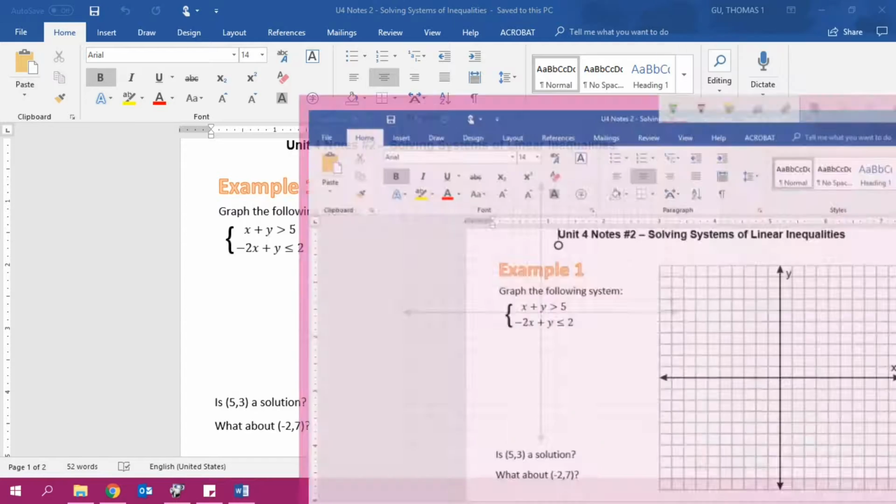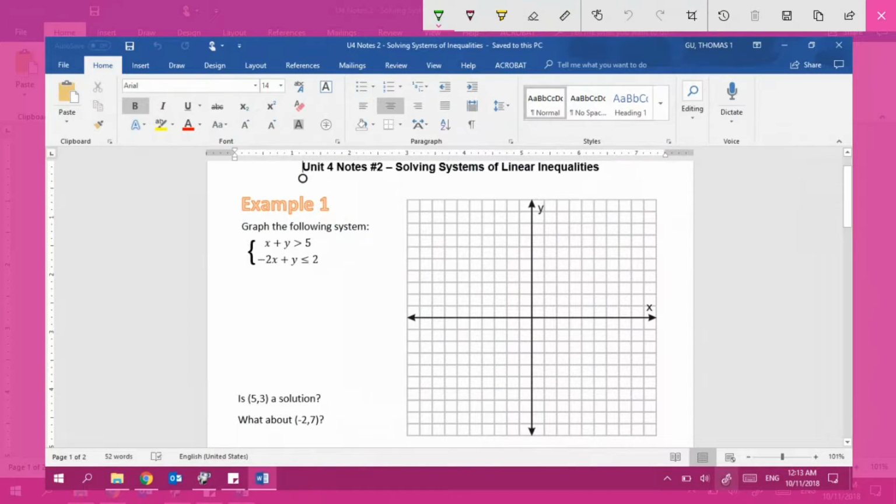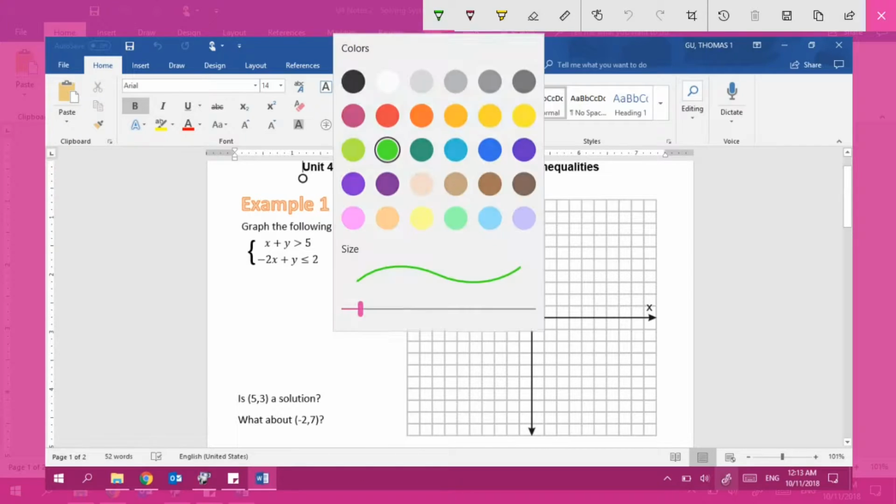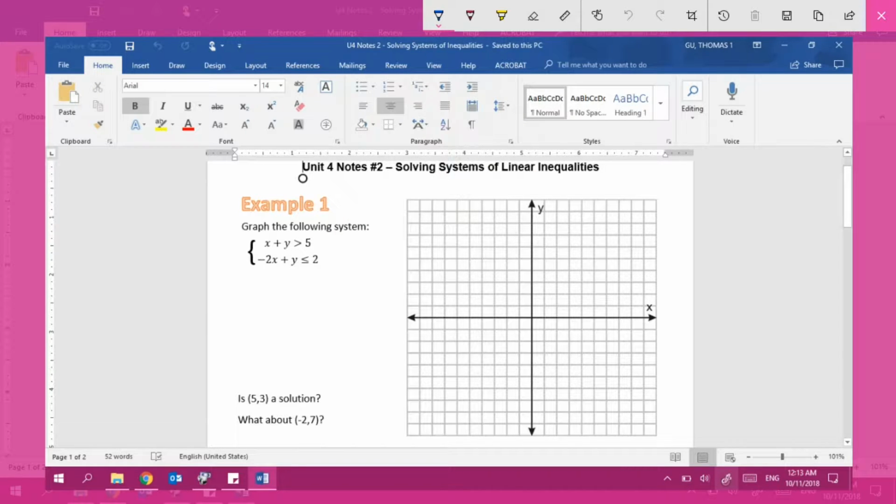So example number 1. Graph the following system. We've got two equations right there. X plus y is greater than 5, and negative 2x plus y is less than or equal to 2. First thing we need to do is rearrange each of these equations into y equals mx plus b. Just treat the inequality sign as an equal sign for now. So we've got x plus y is greater than 5. We want to get y by itself, so let's subtract x from both sides. That's going to leave me with y is greater than negative x plus 5. We want to put it in y equals mx plus b form so we can see our slope and y-intercept.